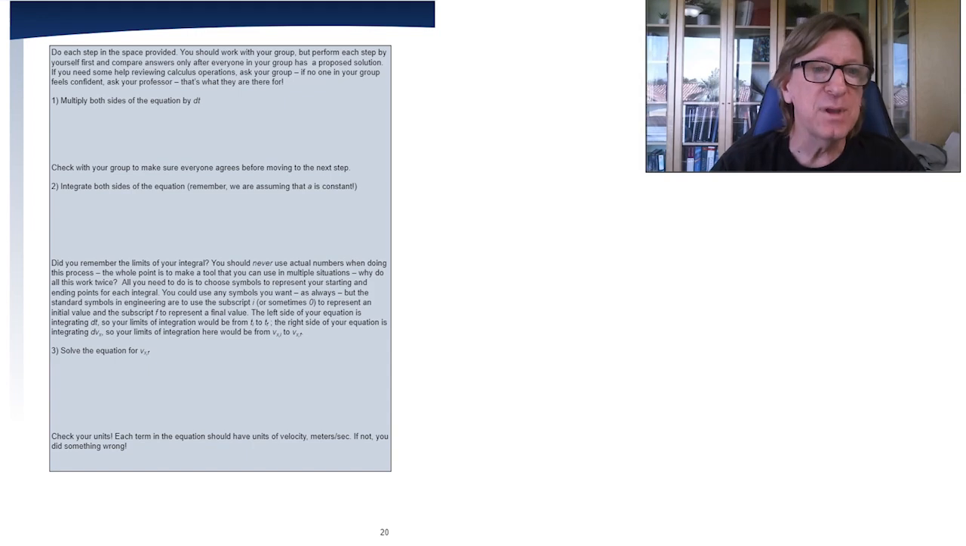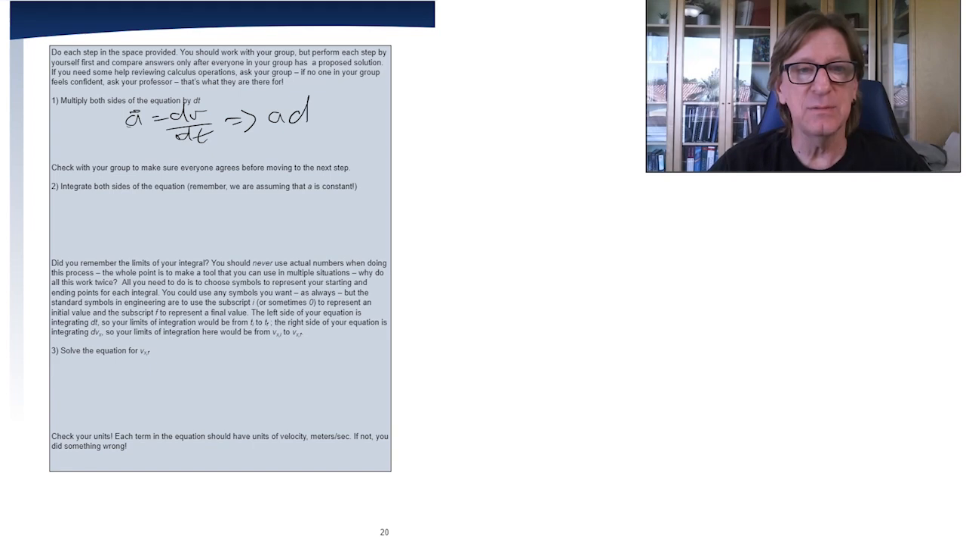Now we're going to start with our equation. We're going to do it right here where you can see it. So we're going to start with a is equal to dv/dt, like that. Let's multiply both sides of the equation by dt. And so I get, both of these are vectors, a dt is equal to simply dv.